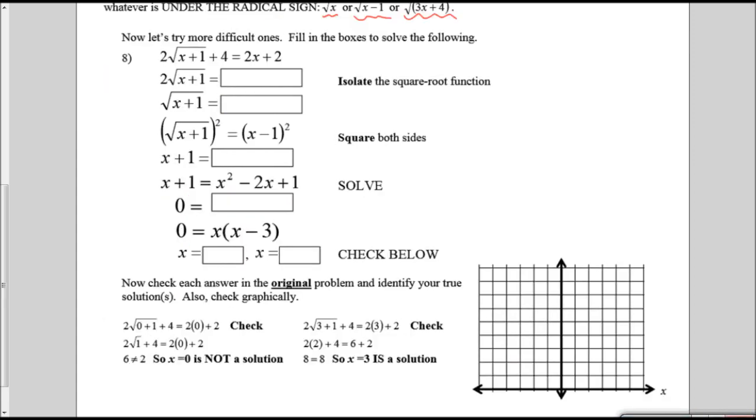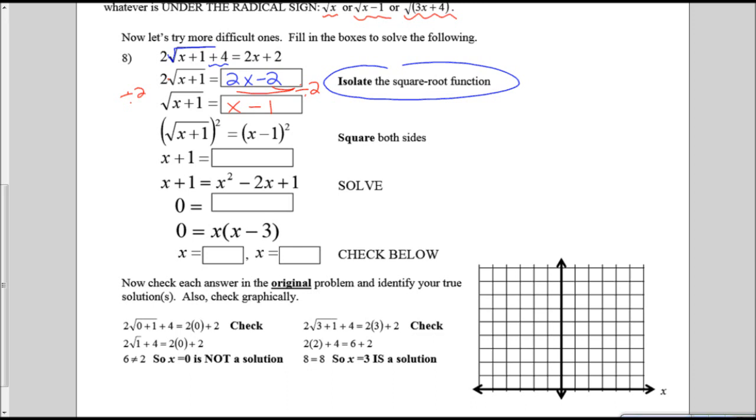All right, so here's one that's more difficult. Let's try to fill in the boxes to solve this one. The first step is to isolate the square root function. So to get this radical thing by itself. How are we going to do that? Well, first I'm going to get rid of this minus 4 by subtracting 4 from both sides. When I subtract 4, my right side turns into 2x minus 2. Next, I have to get rid of the 2 that's out in front of the equation. How do I get rid of times 2? I'm going to divide both sides by 2. When I divide this right side by 2, realize I have to distribute it to both things here, so I'll just have x minus 1.